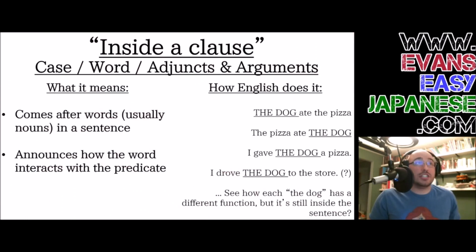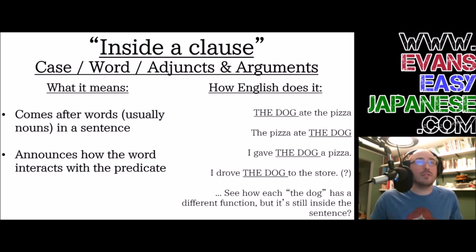Okay, so inside a sentence clause, between clauses, or after a sentence. The inside of a clause particles, you'll see the names case particles, word particles, maybe even adjunct and argument particles, things like that. Like I said, every textbook has a different name for them. They're inside of a clause. They come after a word, usually a noun. And they announce how the word interacts with the predicate.